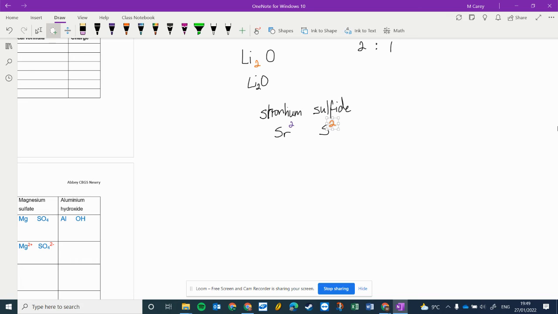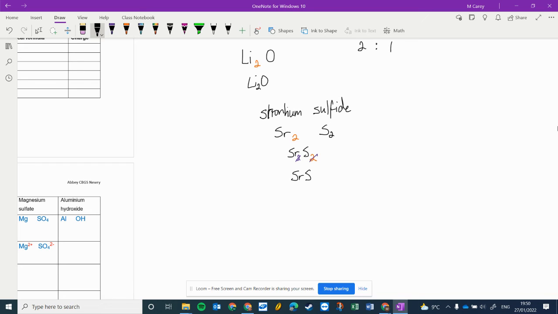So let's pick that one first. That's going to be dropped and swapped over here. And then this one is going to be dropped and swapped over here. So we're going to end up with Sr2S2, except they're both the same number. So actually, again, if you end up with the same number, they cancel down, okay? So you'll actually end up with SrS.